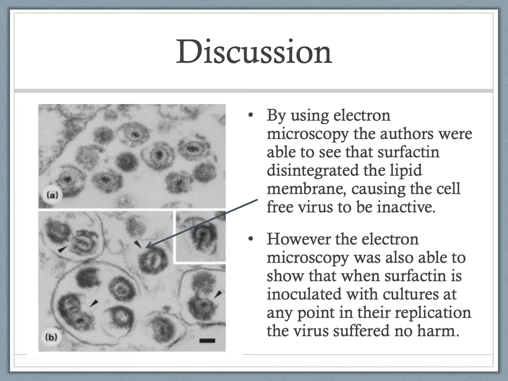So again, looking at the breakdown of the viral envelope, they were able to see that the lipid membrane was disintegrated, causing the free virus to be inactivated. However, the microscopy was able to show that when surfactant is inoculated with cultures at any point in replication of the virus, there was no harm done. So this basically means that surfactant is only able to inactivate cell-free viruses before absorption or penetration, but not at all during their cell replication cycle.